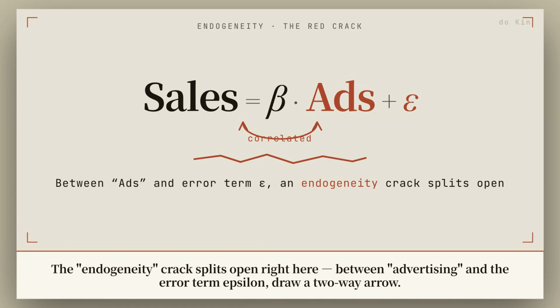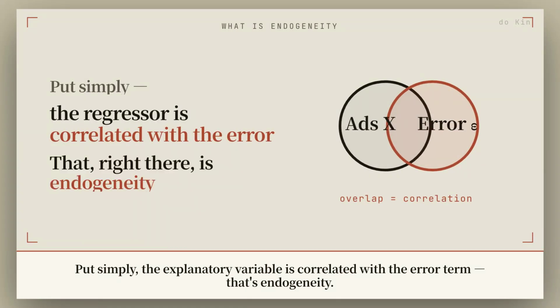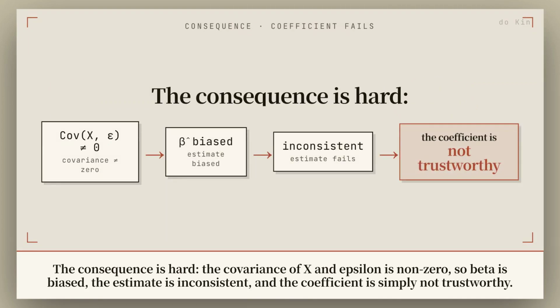Draw a two-way arrow. Put simply, the explanatory variable is correlated with the error term. That's endogeneity. The consequence is hard. The covariance of x and epsilon is non-zero, so beta is biased. The estimate is inconsistent, and the coefficient is simply not trustworthy.